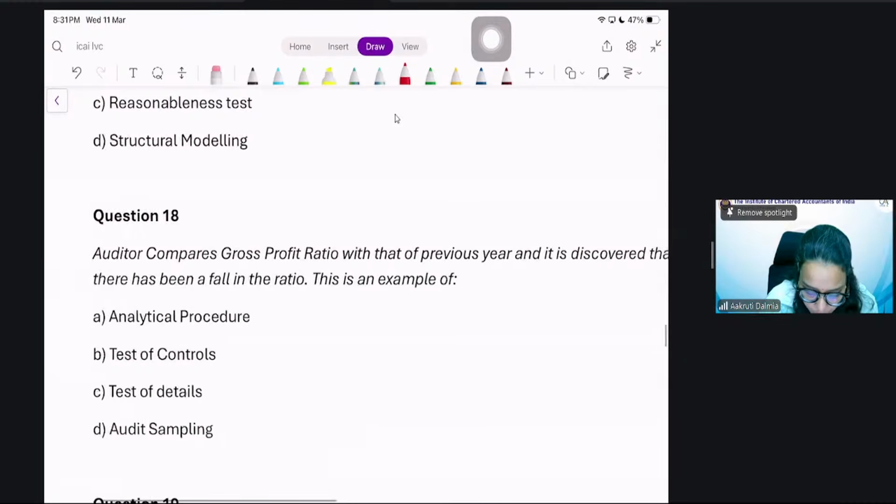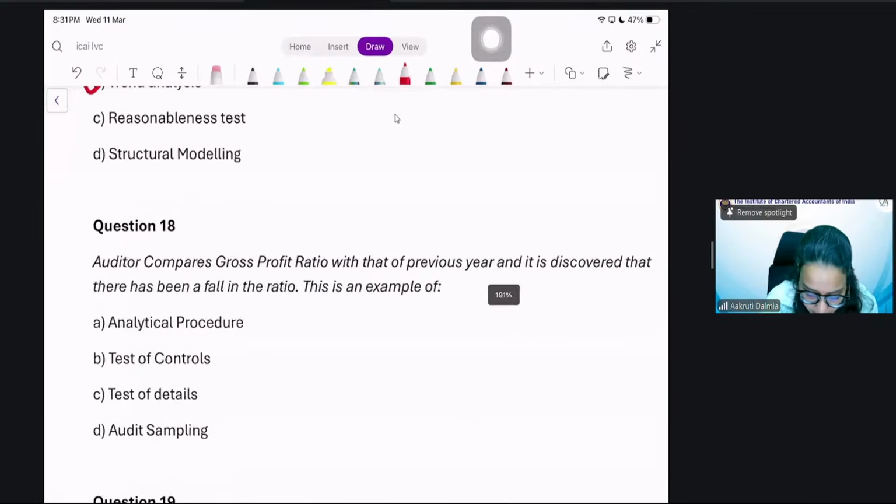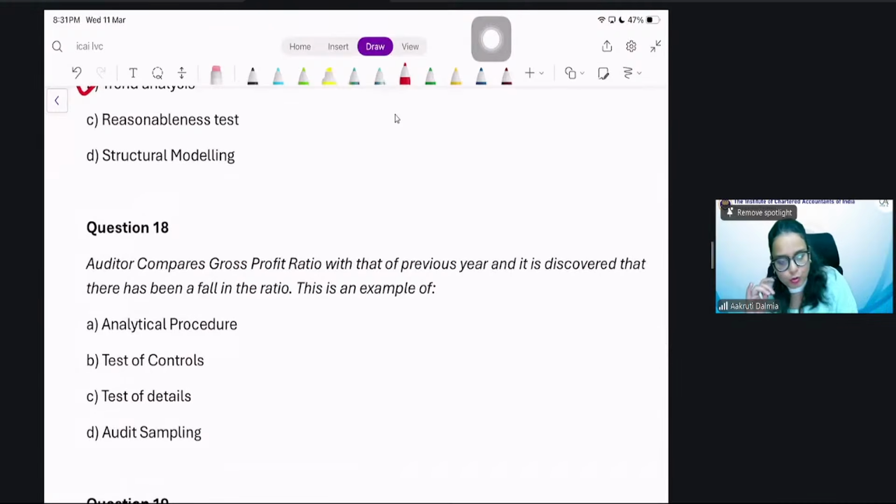Auditor compares gross profit ratio with that of previous year and it is discovered that there is a fall in the ratio. It is an example of. Now this question is easy. But in the exam, when all chapter questions are mixed with each other, yes or no? When all chapter questions are mixed, at that time you should be able to identify that this is a question of analytical procedure. Understood?